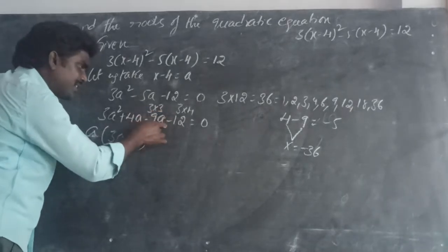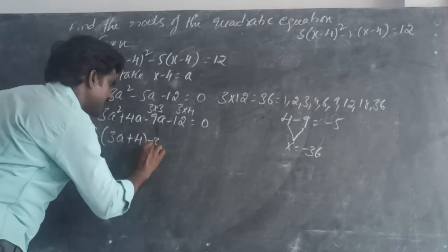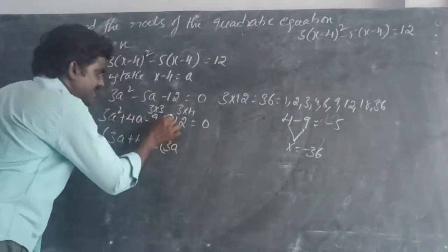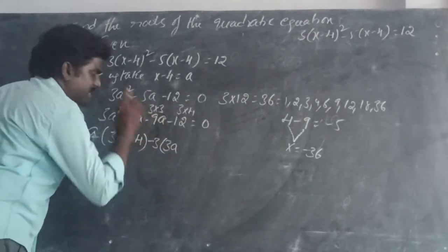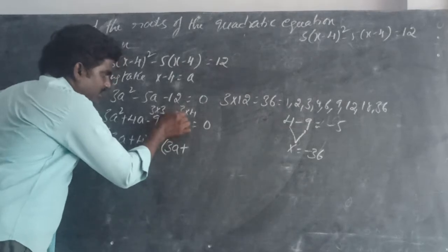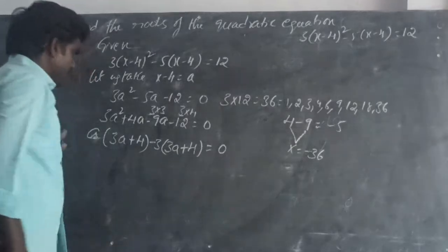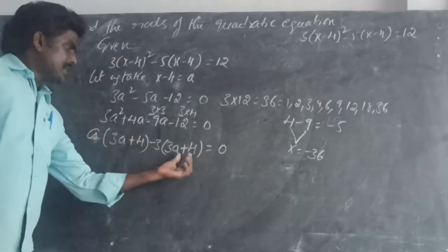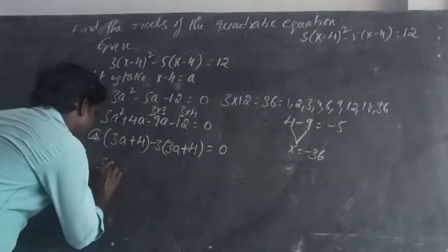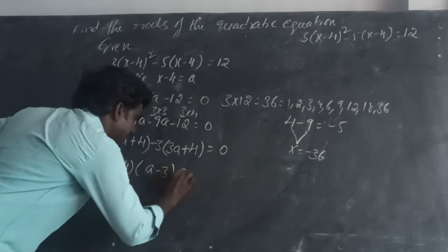Minus 3 is taken outside. What remains? 3a, and minus into minus gives plus 4. So a(3a + 4) - 3(3a + 4) = 0. In this expression 3a + 4 is common, so 3a + 4 is taken outside. What remains? (a - 3) = 0.